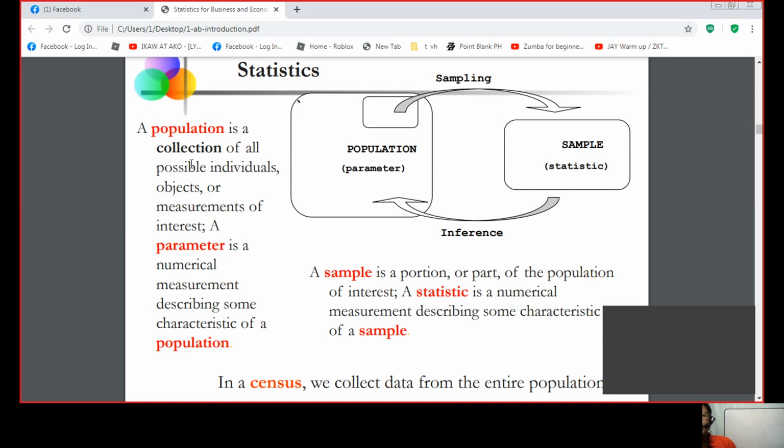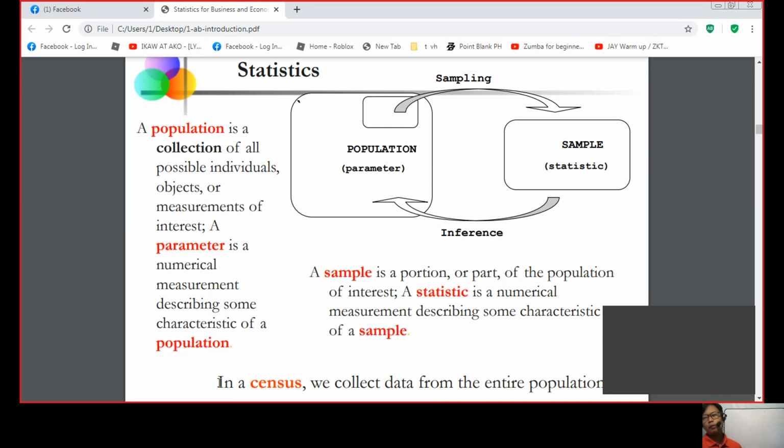Okay, so I repeat, a population is a whole. Lahat dapat nandun sa population. Okay? So, all possible individuals or objects na nandoon, they are in a population. Okay, now, a sample is a portion or part of the population of interest. Okay? A statistic is a numerical measurement describing some characteristics of a sample. Okay, so you get a sample from the population, and then from that sample, you get your statistic, or numerical measurement describing some characteristics of the sample.